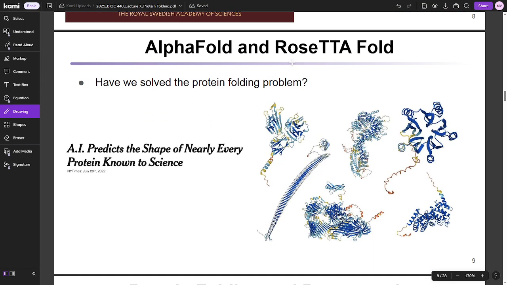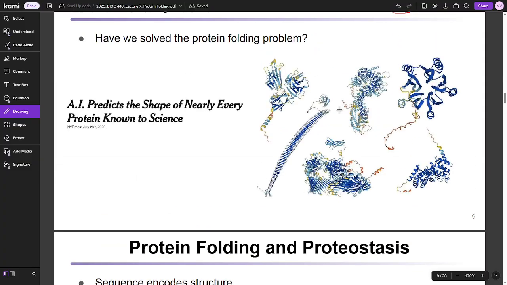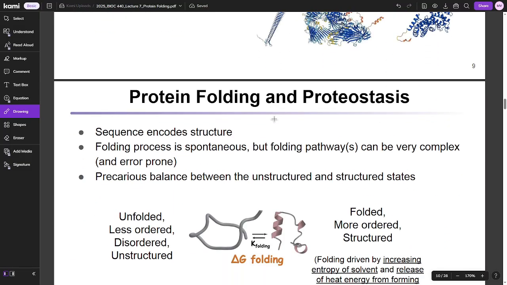AlphaFold, RoseTTAFold, not important for the exam. Just cool different protein modeling tools that show you how proteins fold. Very interesting models, by the way. Proteins are so cool.